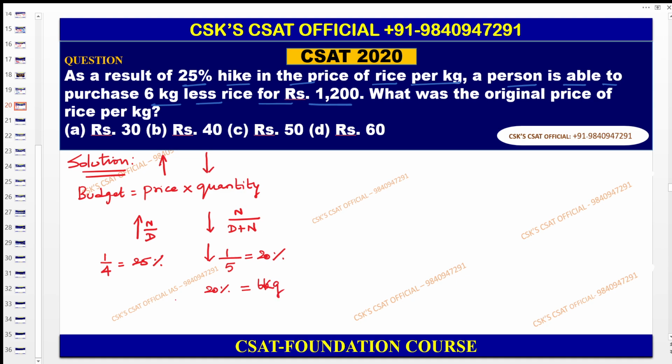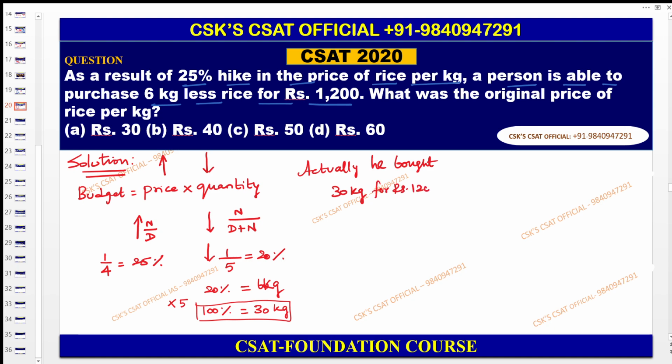Then what would be the 100 kg? Multiply here with 5 in order to get 100%. So 100% is equal to 6 into 5, 30. So 100% is equal to 30 kg, which means that actually he bought 30 kg for rupees 1200.